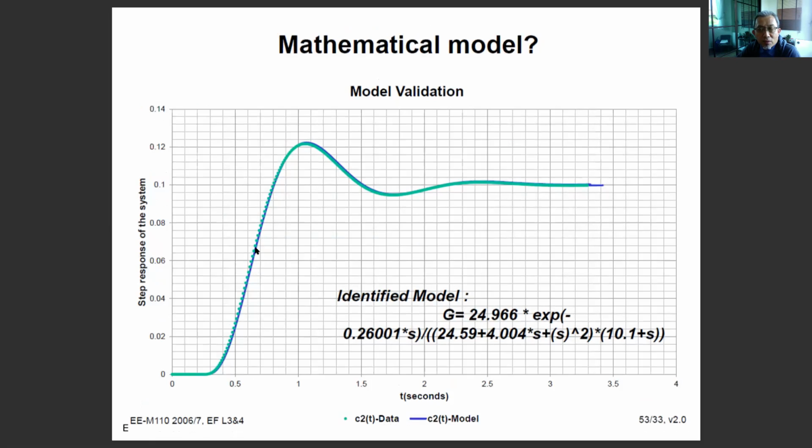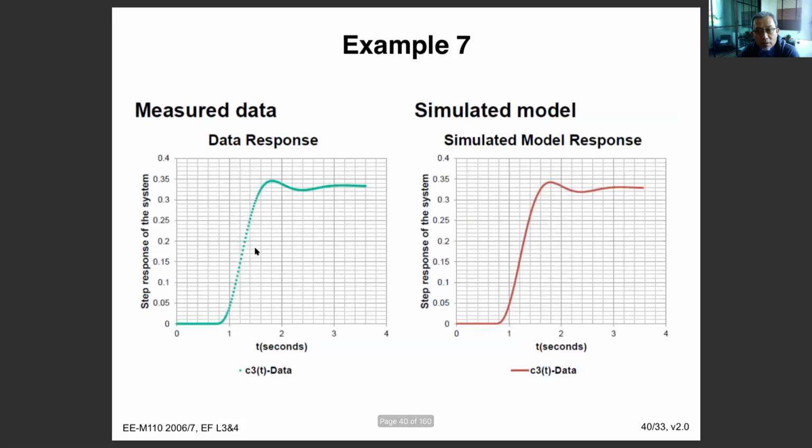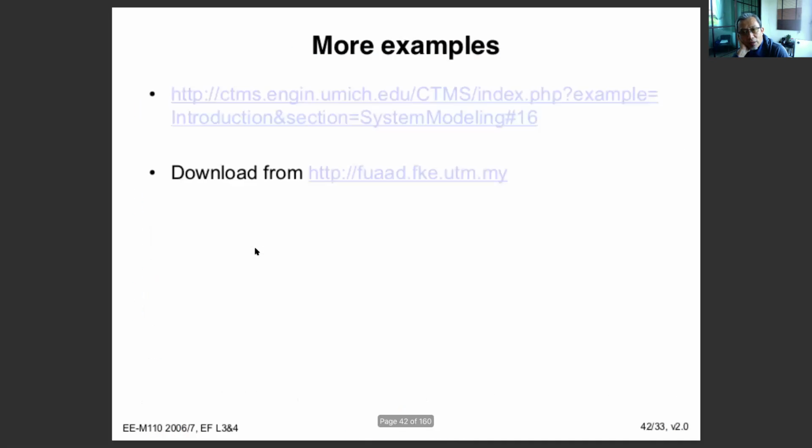Which is considered as accepted. This one is not accepted. This one is accepted. And this one, the third one from the third student, is similar to the second student's mathematical model. So this one is accepted because the estimated values are close to the real values.